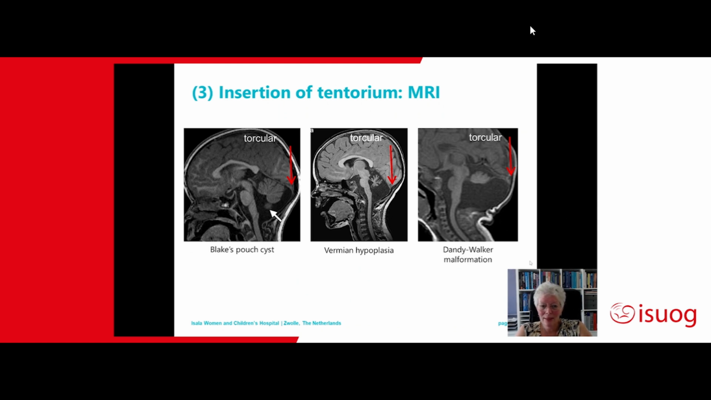Then if we look at the insertion of the tentorium, when we have a Blake's pouch cyst, we have a normal insertion of the torcular. With vermian hypoplasia, we mostly also have a normal insertion of the torcular. And when we have a Dandy-Walker malformation, we have a high insertion of the torcular.